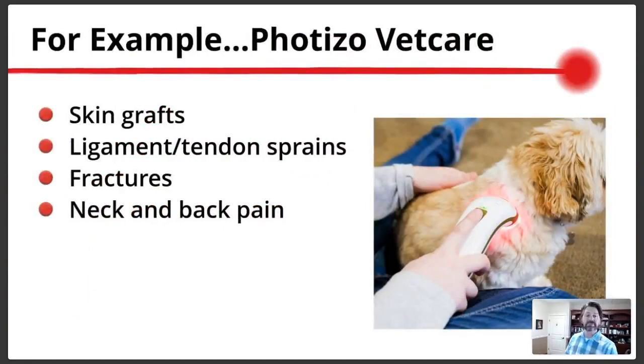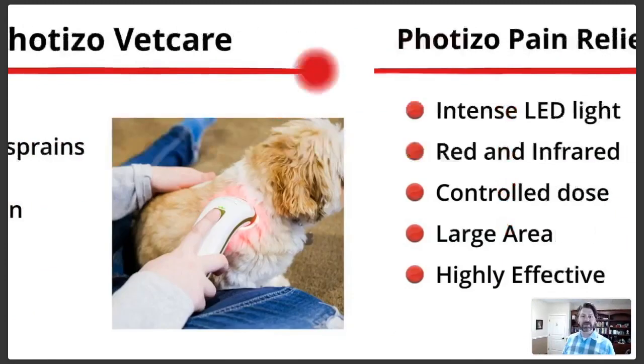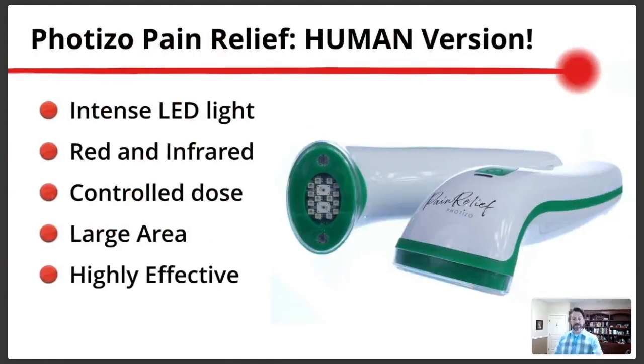You can see all of these indications that it can be used for in animals with the Fotis-o Vet Care. With the Fotis-o Pain Relief Unit, that's the one that's used for humans, and we only sell those as indicated for treating pain and the associated symptoms that go with the pain, inflammation, swelling, things like that. It also is indicated for temporarily increasing circulation to an area, like we talked about. Same thing, high power red and infrared, controlled dose over a large area.